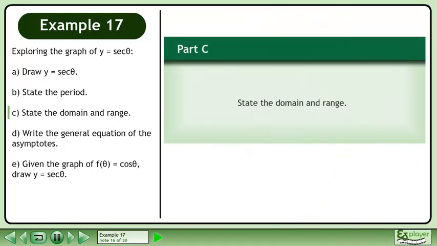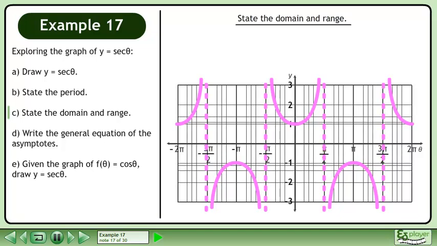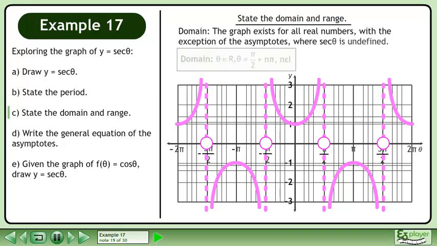In part C, state the domain and range. Bring up the graph of y equals secant theta. The graph exists for all real numbers, with the exception of the asymptotes, where secant theta is undefined. The domain is theta belongs to the set of real numbers, with the restriction that theta cannot equal pi over 2 plus n pi, where n belongs to the set of integers.